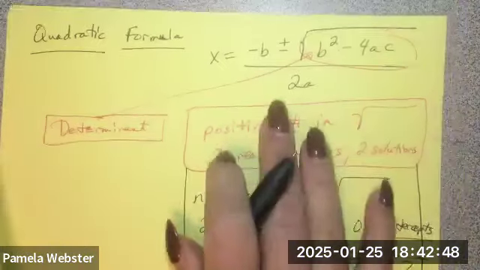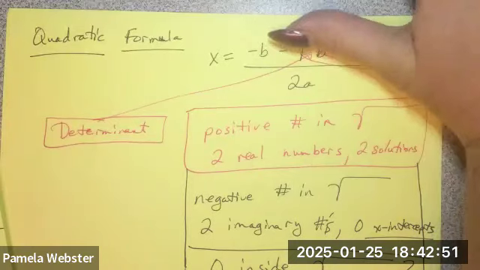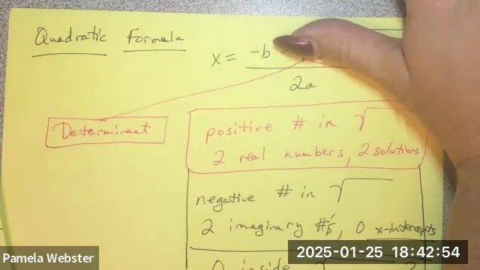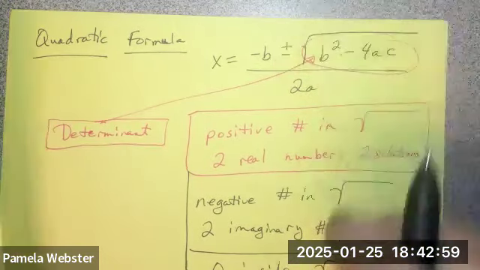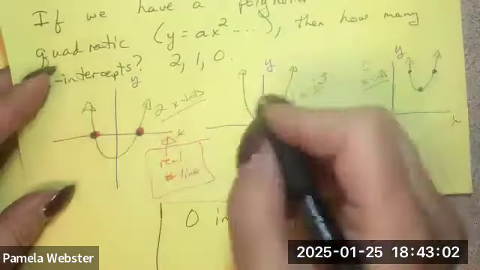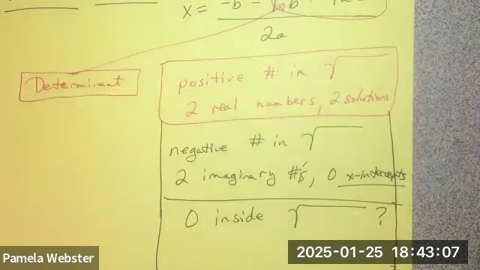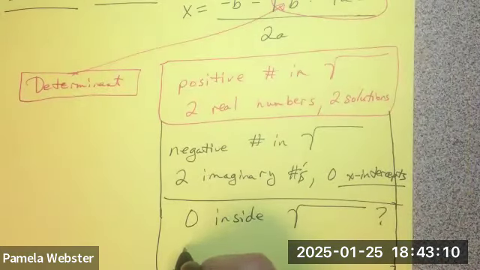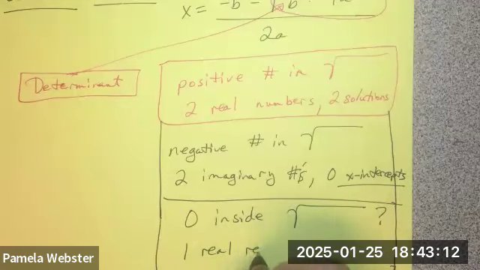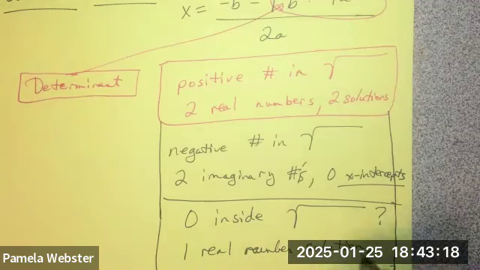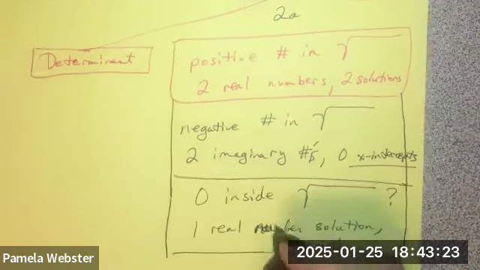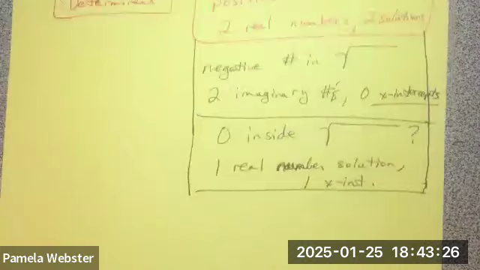If it's a 0 inside of the square root, that means all this plus or minus stuff goes away, right? And that's where I get negative b over 2a. Well, hang on a second. That's the formula for the vertex, right? And that's where I get exactly one x-intercept, or one solution. So this is one real number solution. That's hard to read there, I'm sorry, but it's one real number solution.